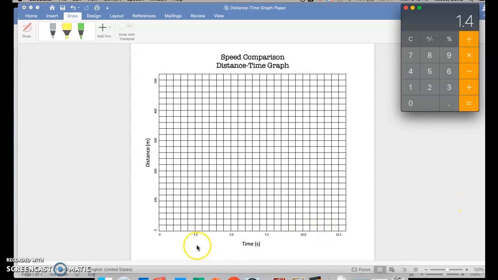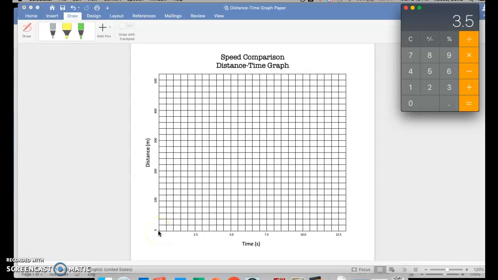What we're going to do is plot a point for each one of these times. So all you have to do is take the speed, in this case 1.4, and multiply it by the time. When you do that, what do you get when you take speed times time? You get distance. So if I take 1.4 and I multiply by 2.5, I know I've traveled a distance of 3.5. So I am simply going to come across.